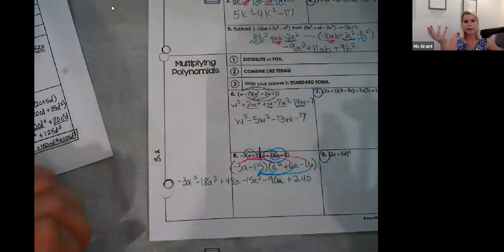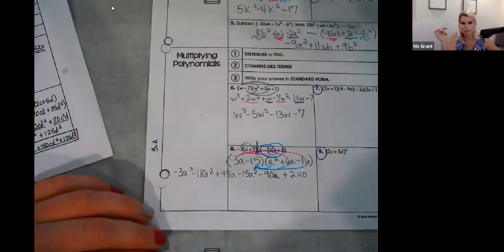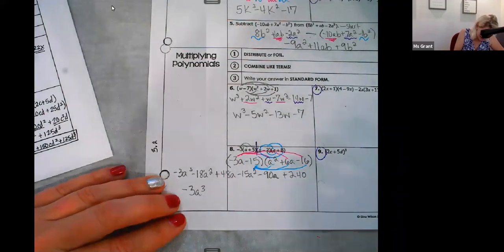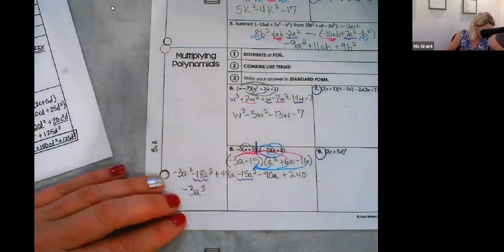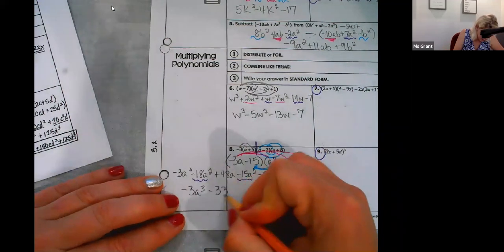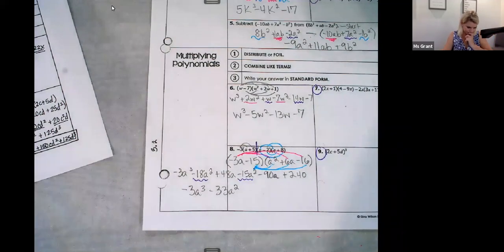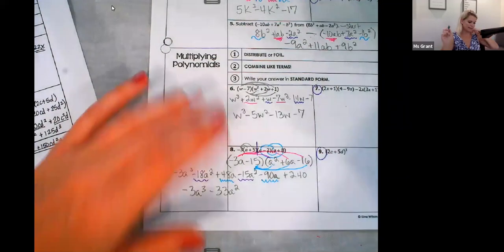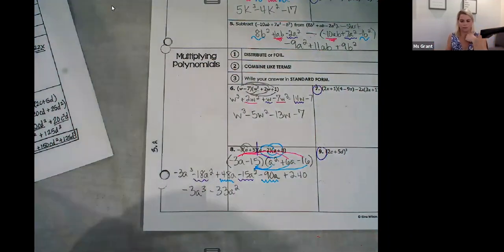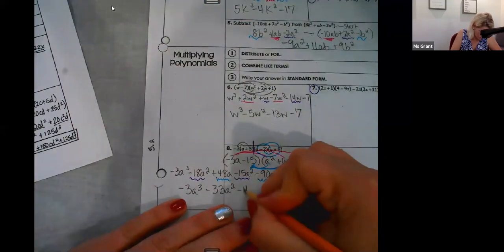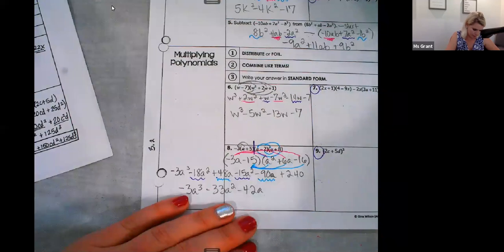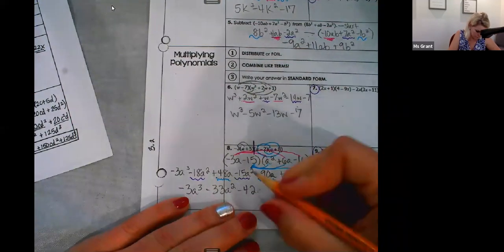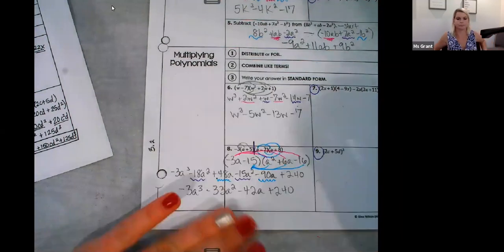Okay. A to the third is all alone, so I can't combine like terms with that. But the squareds sure can. Negative 18, negative 15, negative 33a squared. How about this? 48a minus 90a. 48 minus 90, negative 42. That a looks pretty. And then 240 is all alone. Okay.